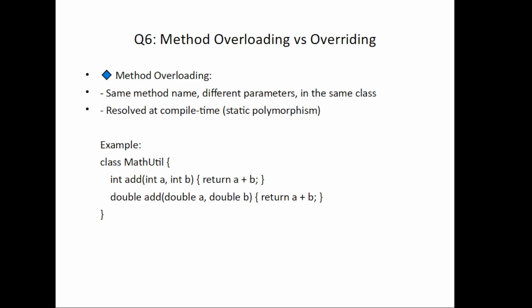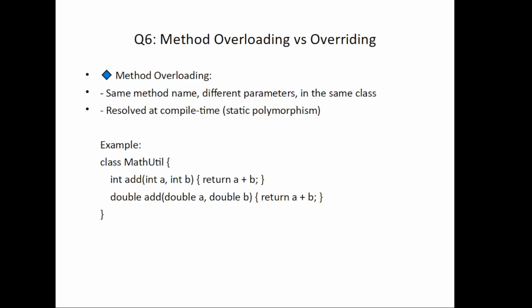So let me show you with a simple example. We have this MathUtil class which has these two methods. First method is int add. It takes two integers and returns their sum. The second method is double add, which takes two doubles instead. So both methods have the same name here, add, but different parameter types, int and double. This is method overloading. In method overloading, the compiler decides which method to call based on the arguments you passed.